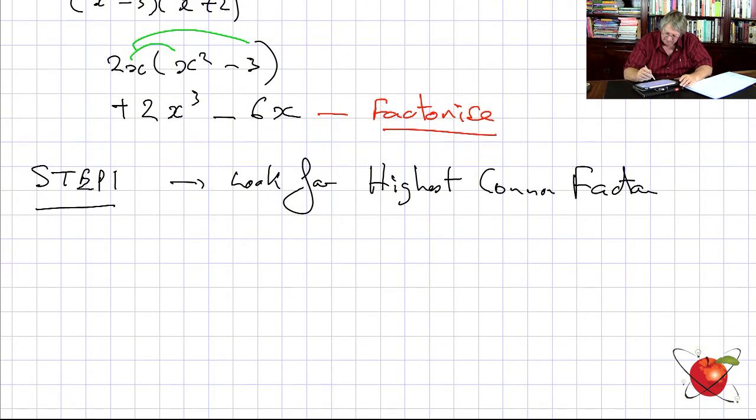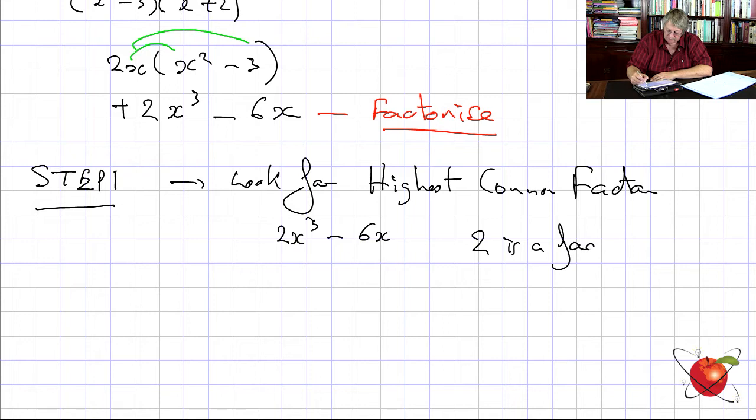Let's go back and look at this 2x cubed minus 6x. Factorize. What do I do? First look at the number. Let's just leave the sign. Does 2 go into 2? Yes. Does 2 go into 6? Yes. 2 is a factor. It's the highest factor because I can't go more than 2. If I go 6, I'm going to end up with a fraction. So I take out a 2.